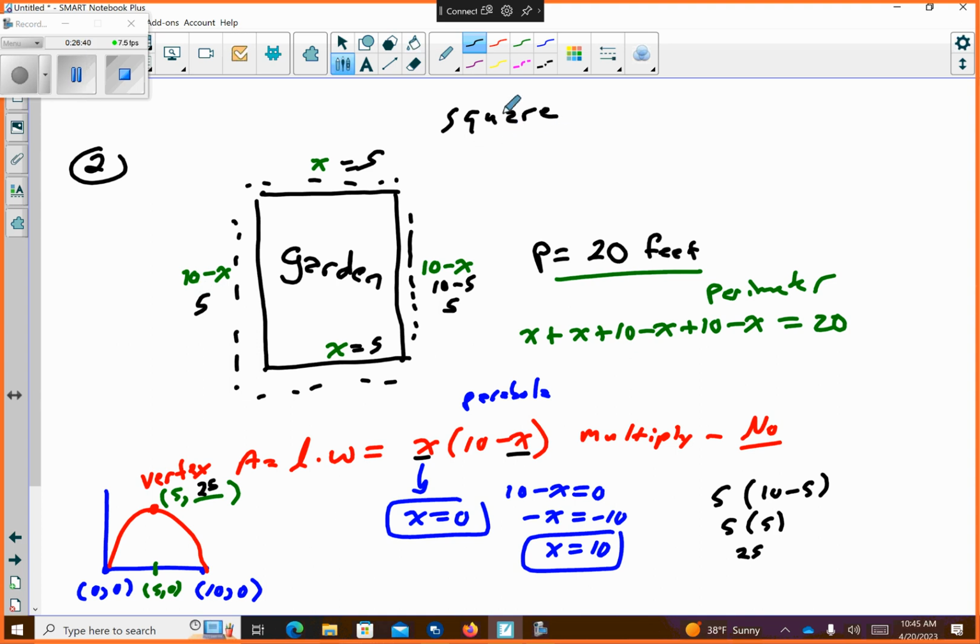So my sides have to be 5 feet because 5 plus 5 plus 5 plus 5 is 20. Right? 5 plus 5 is 10, plus 5 is 15, plus 5 is 20. And my area is 25 square feet.